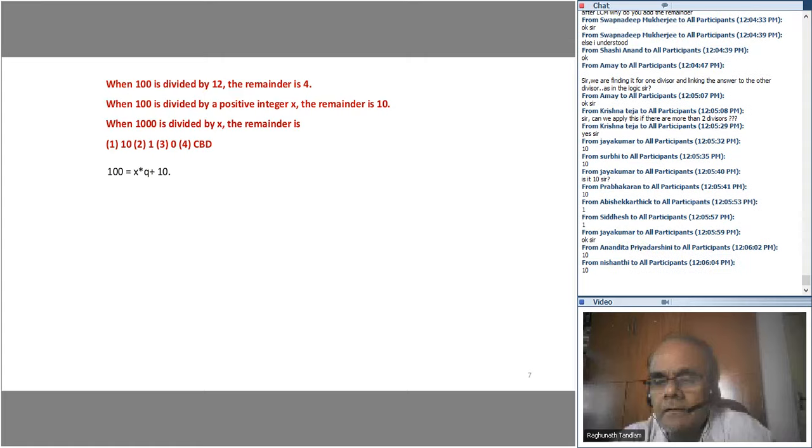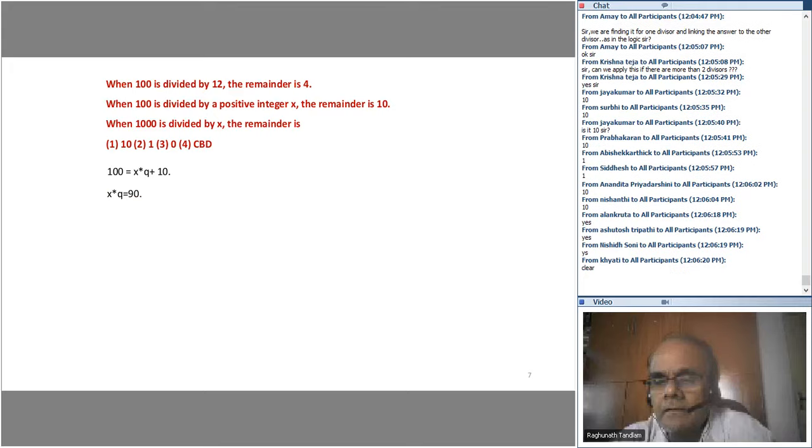100 equals x cube plus 10. What is x cube? 90. Are we clear? 100 is x cube plus 10, so x cube is 90. How many are clear with this step? With these two steps, how many are clear?